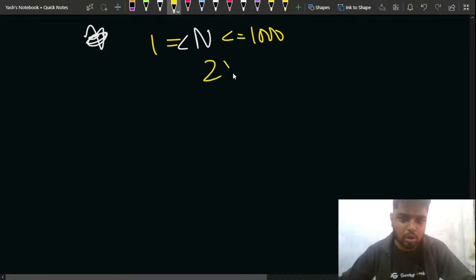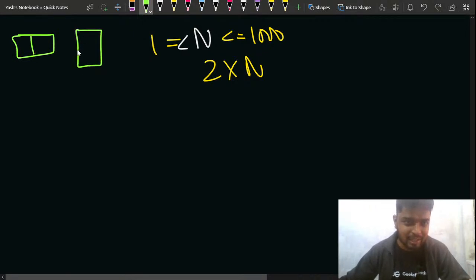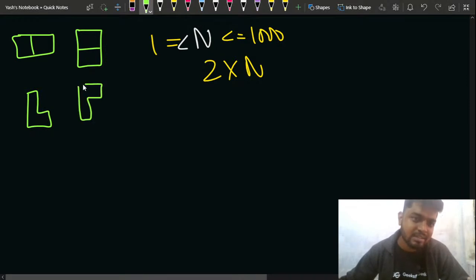And you have been given a board of 2 cross n size. You have been given this domino, which you can have either like this or like this, either horizontal or vertical. You have also been given this L-shaped tile. You can either have it like this, or rotate it and have it like this, or rotate it further and have it like this, or you can also have it like this.